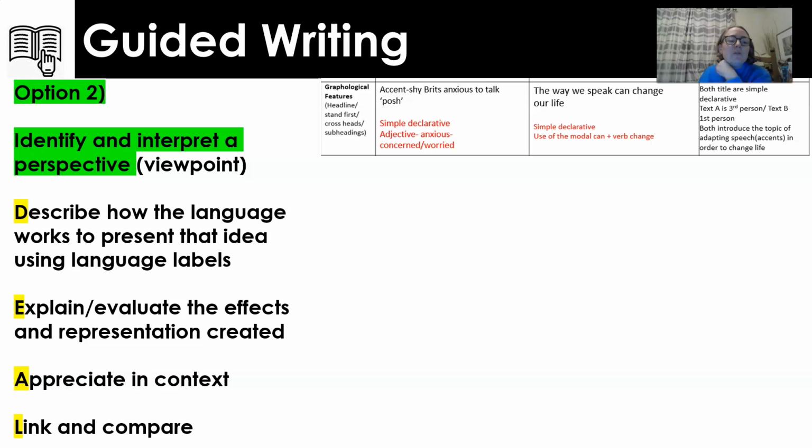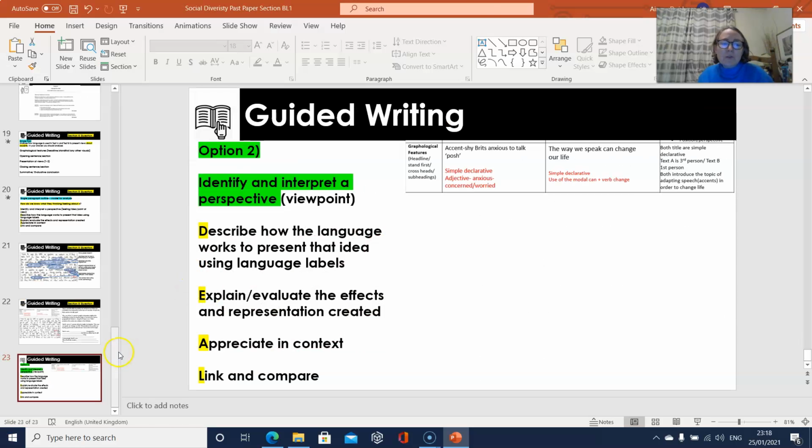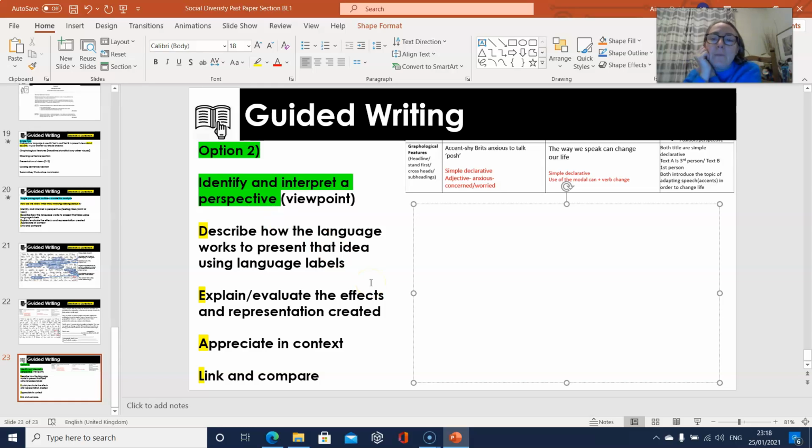So we're now going to just use the acronym IDEAL as a kind of checklist as we write our own paragraph. Now, we're not using sentence stems as we did before. We're going to just use the acronym. So we want to identify and interpret a point of view. So, accent shy Brits, anxious to talk posh.